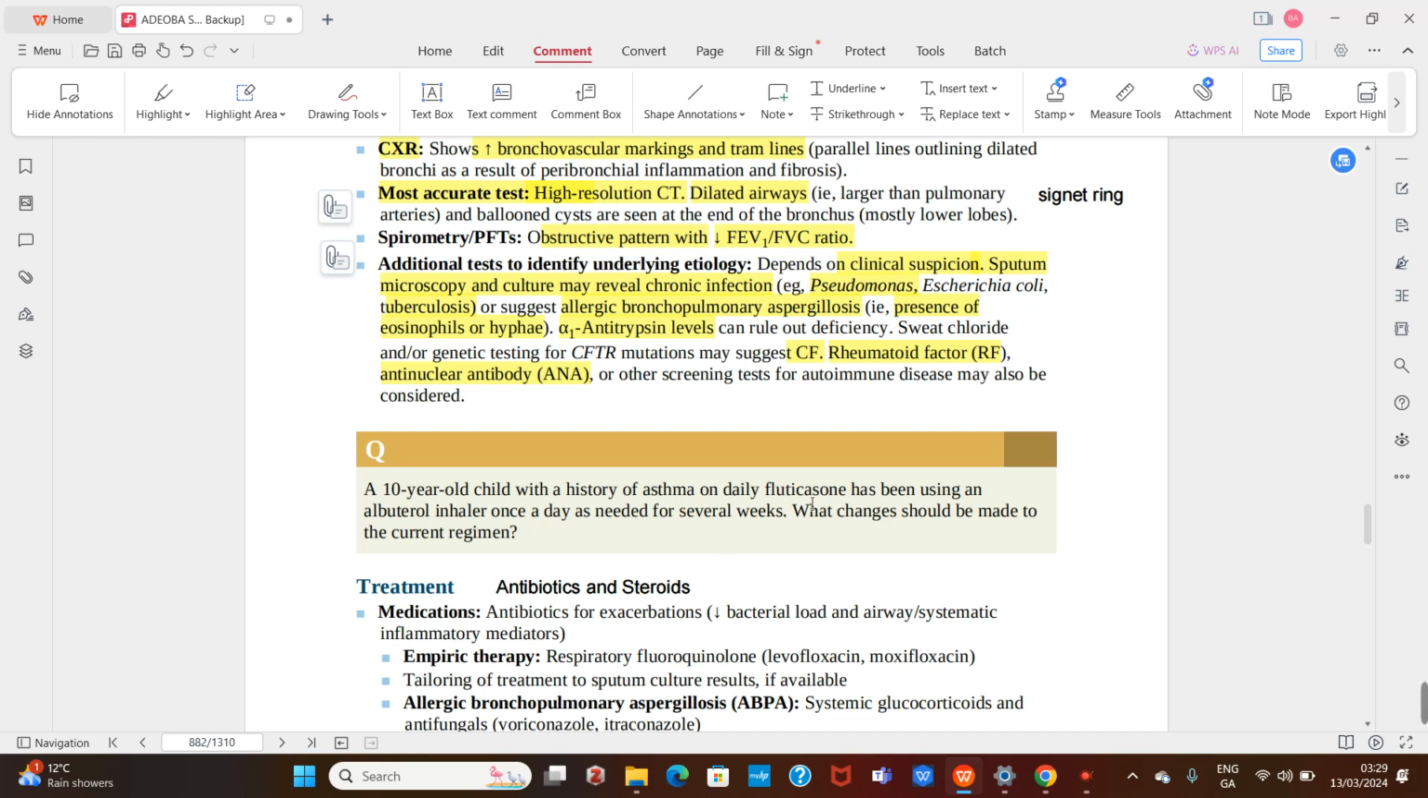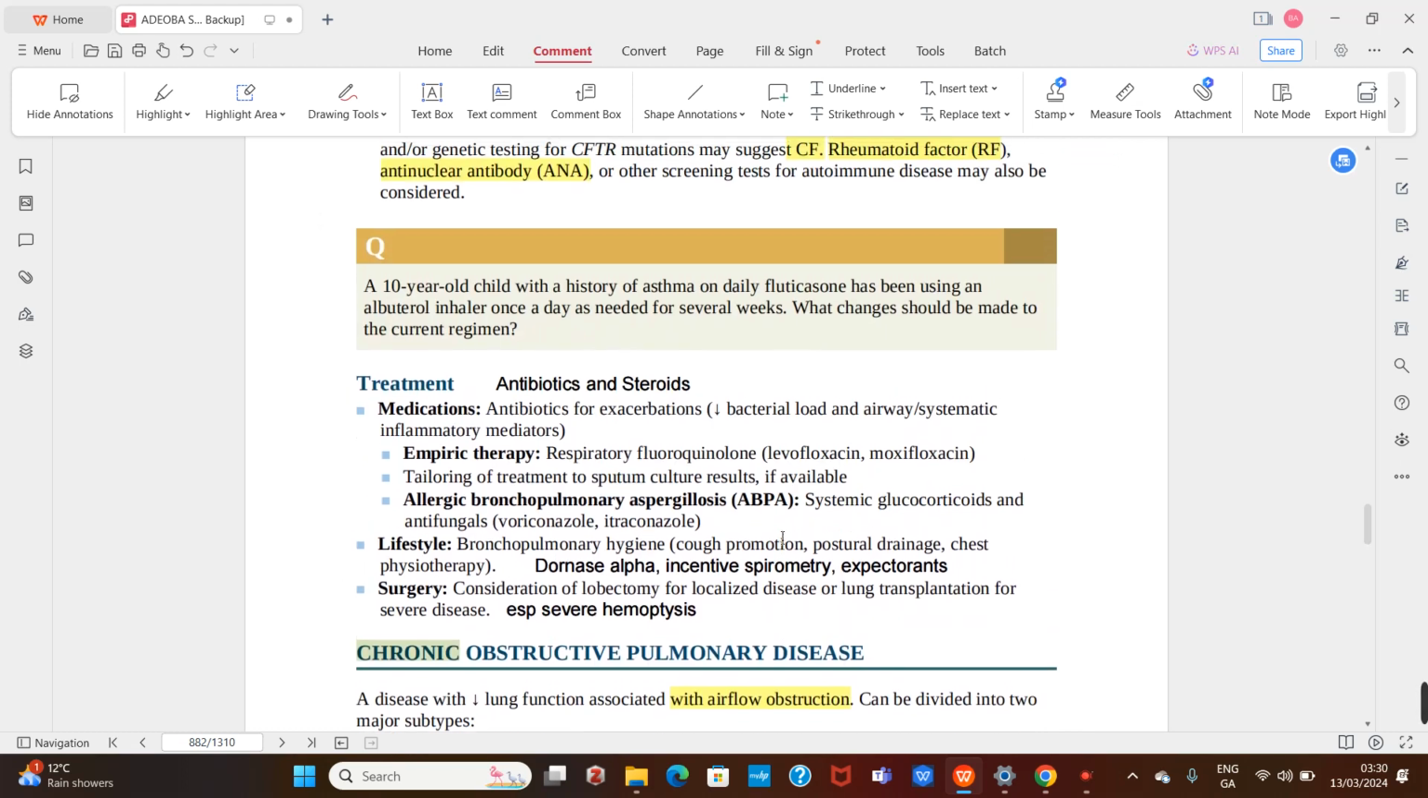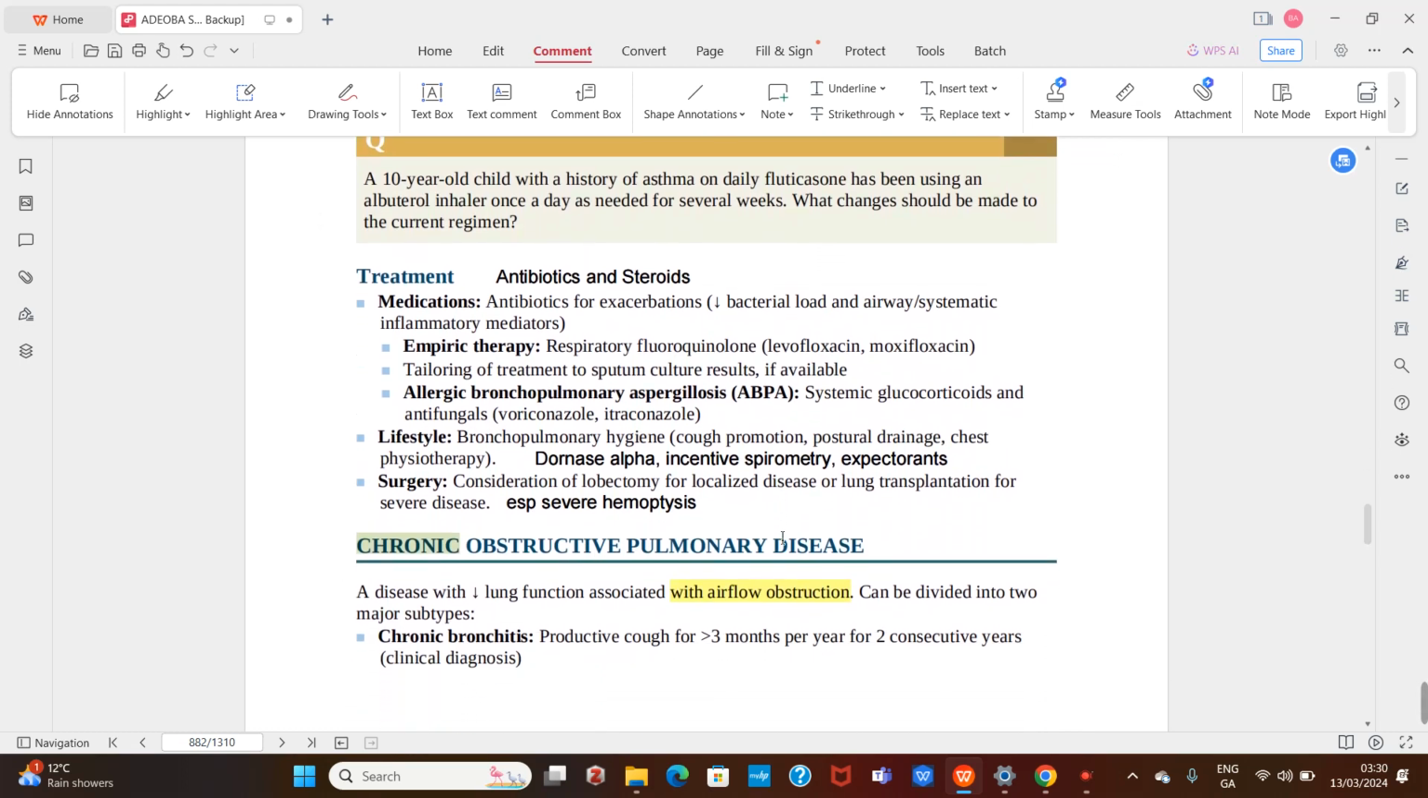Yeah. So this guy is only on maintenance fluticasone. So the maintenance fluticasone, that's not enough. You need to add your LABA to it. So LABA plus your ICS daily. That's what is going to help that individual. Okay. Thank you, Dr. Joy.